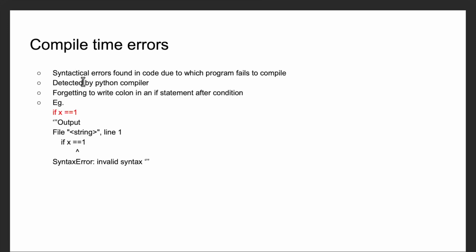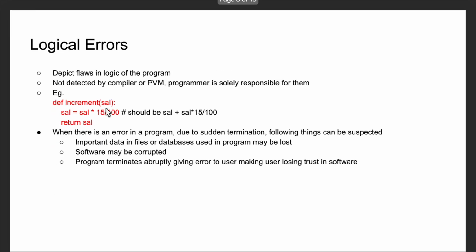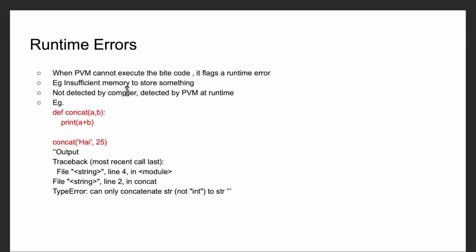A compile time error is mainly a syntactical error, which results in failing compilation. It is detected by the Python compiler. An example is forgetting to write a colon after the if statement. Here you can see that since the colon is missing, it is a syntax error, and that becomes a compilation error. Then runtime errors are something that the Python virtual machine cannot execute.